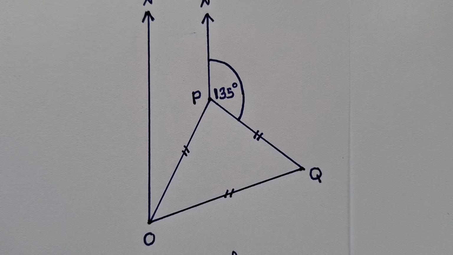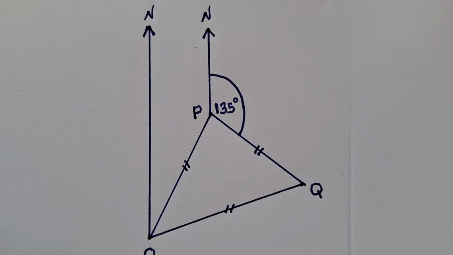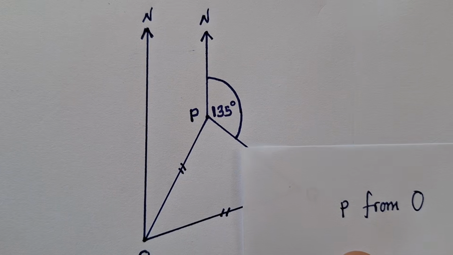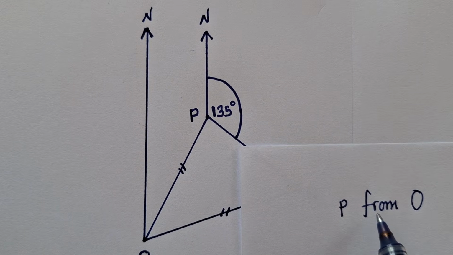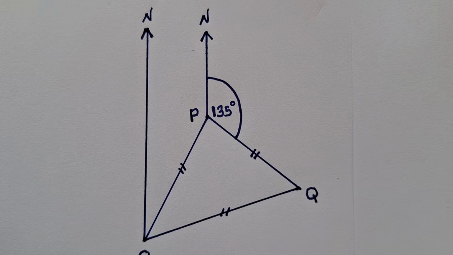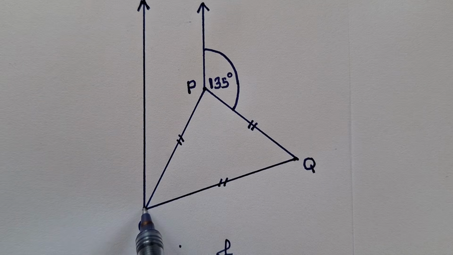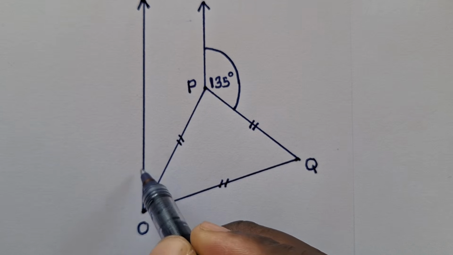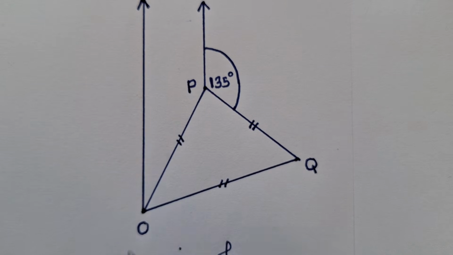Let's just give ourselves a little bit of understanding. When it comes to bearing, for example, if they have told you to find the bearing of P from O, always go to point O where they're saying from O. When you check the diagram, O is right here. When you go to that point, you do your north line, which in this case has been done already for you.